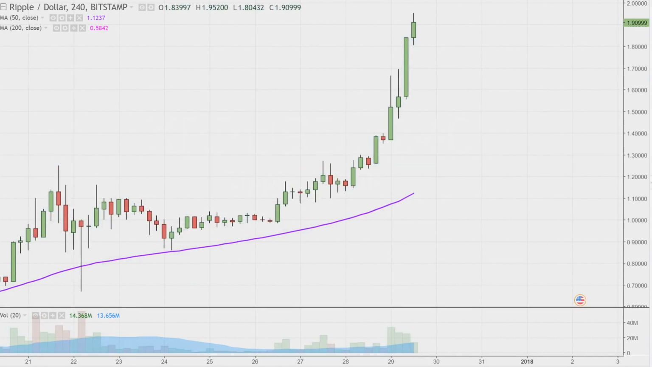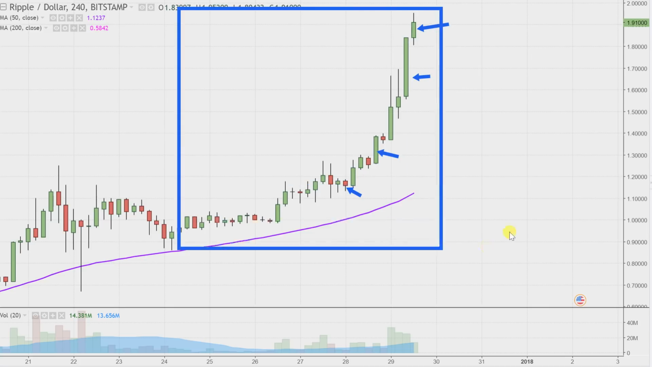Real quick, what do I mean by 4-hour in case maybe you are new to charts? Instead of each one of these candlesticks, as they're called, representing 1 day's worth of price action, which is what you would normally see, each one represents 4 hours worth of time. So while this here may look like several weeks worth of time, it's actually just the past few days broken down into 4-hour time frames.